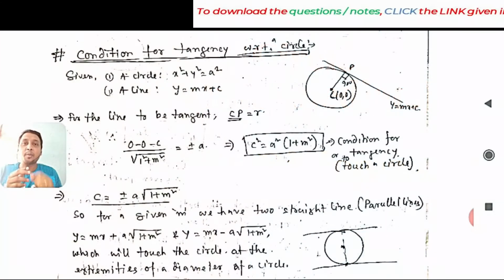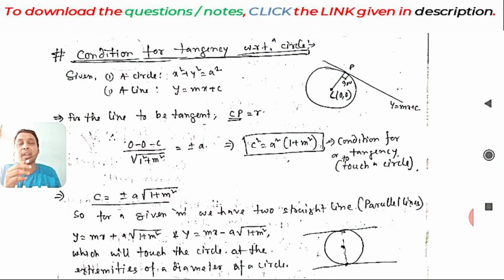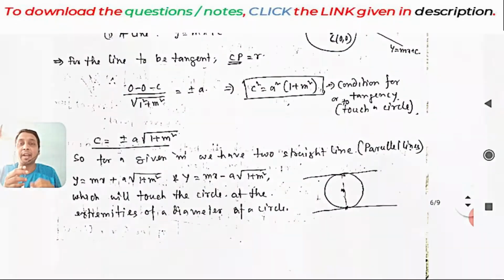Okay students, welcome all to this new lecture, intermediate level, where we are seeing coordinate geometry, circles, for JEE Main and Advanced. So today we will see the condition for tangency of a circle. That means what condition a straight line must satisfy to be a tangent to a given circle. Okay, then let's see this.